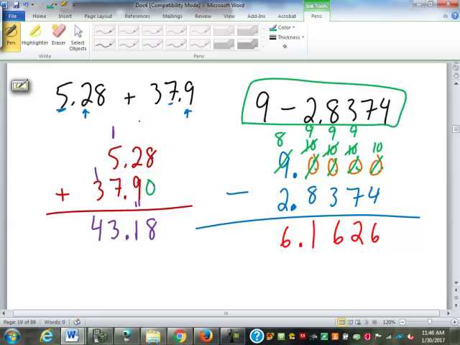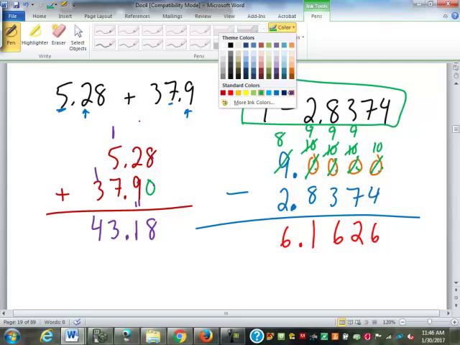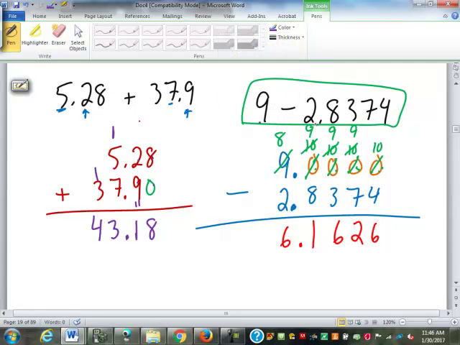Again, just like I talked about with our whole numbers, I would hope you're looking at this and saying, hey, that's 9. This is really close to 3. 9 minus 3, I'm hoping to get something close to 6. So that gives me a reasonable answer.